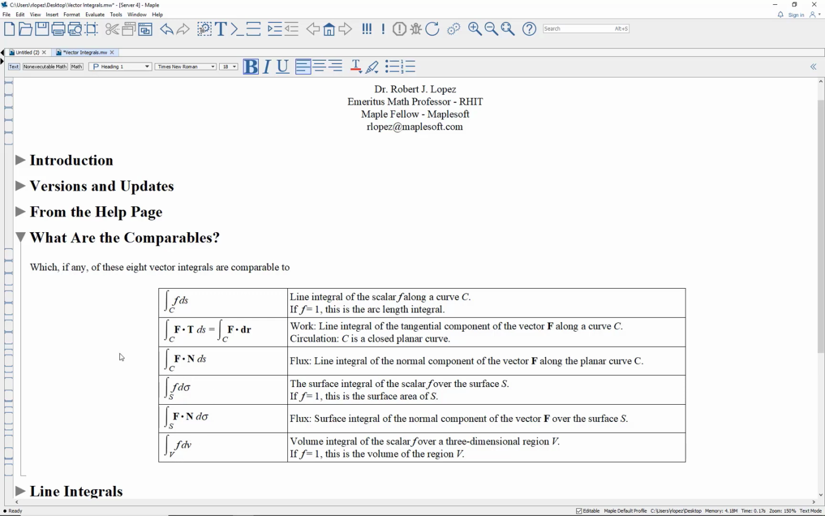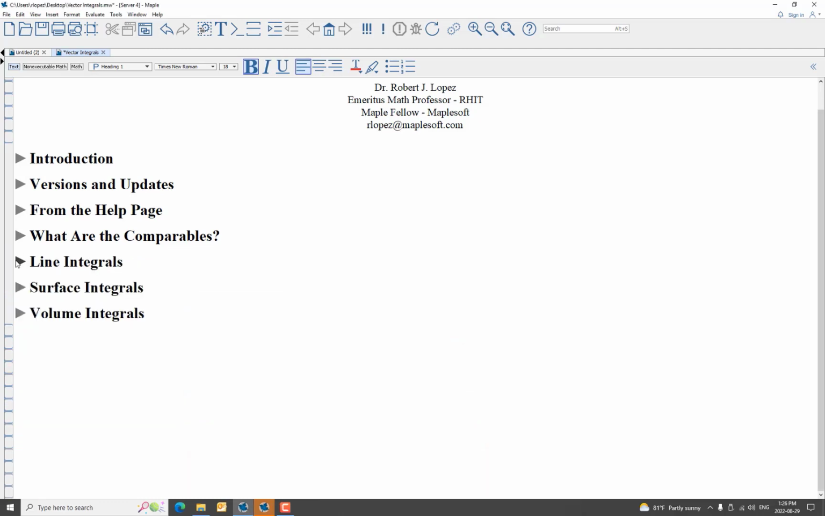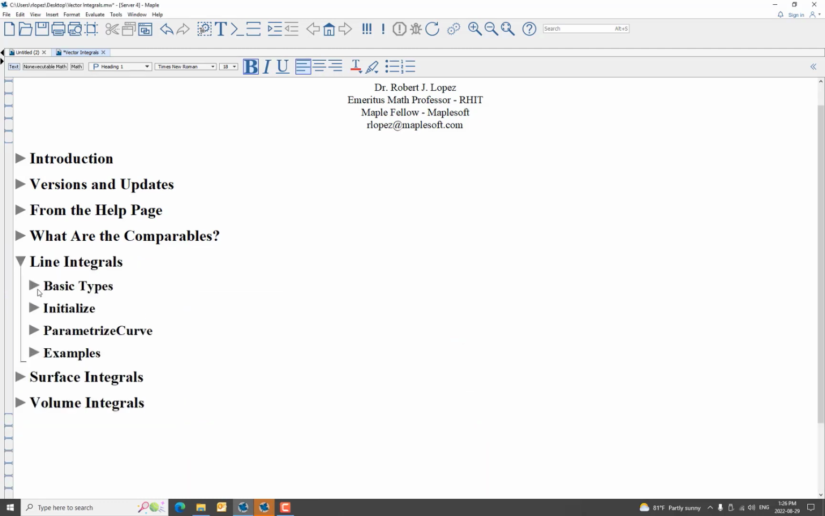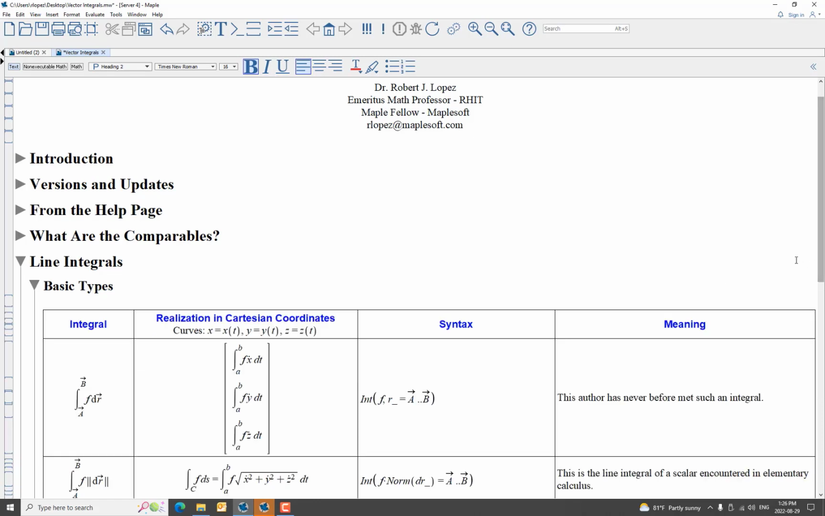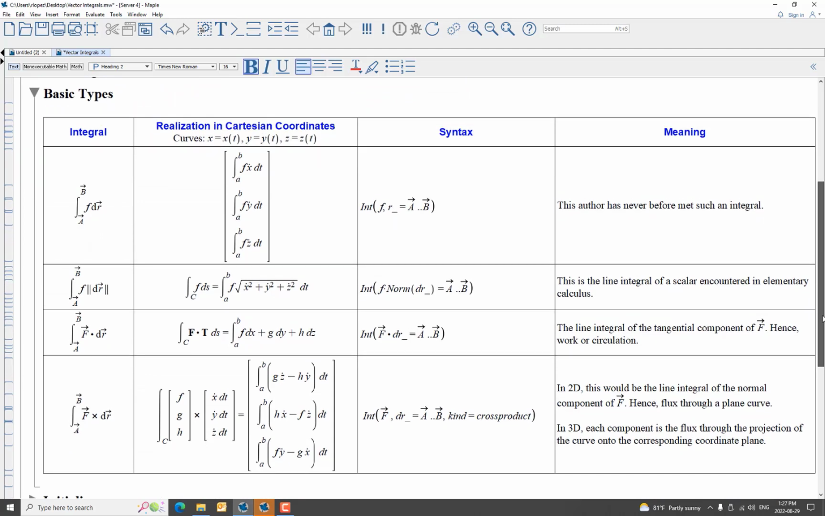How does this new Int command in physics vectors, how do those 8 integrals reproduce these quantities? Let's explore the first category of these new vector integrals, line integrals. What are the basic types of line integrals? Remember, there were 3 listed on the help page, but here I have 4 listed. This one is not on the help page.